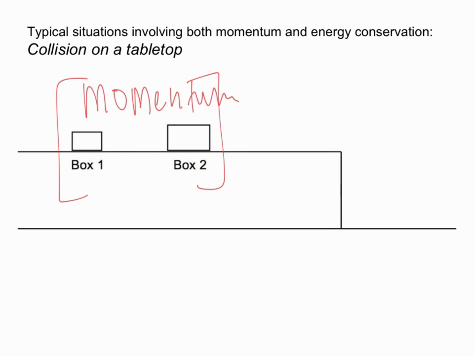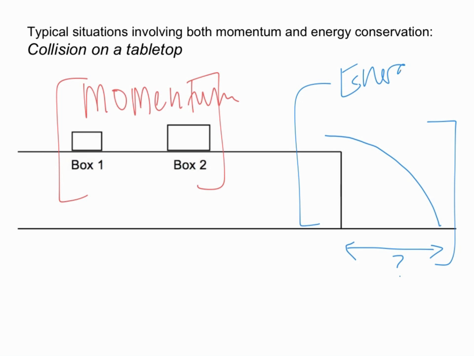Whereas afterwards, maybe the boxes stick together or something like that, and we're asked to find maybe how far the combined objects travel when they get off the table. And maybe we'd use projectile motion or energy ideas, speeds, whatever, something like that. So this part of the motion is going to be using energy or maybe kinematics.